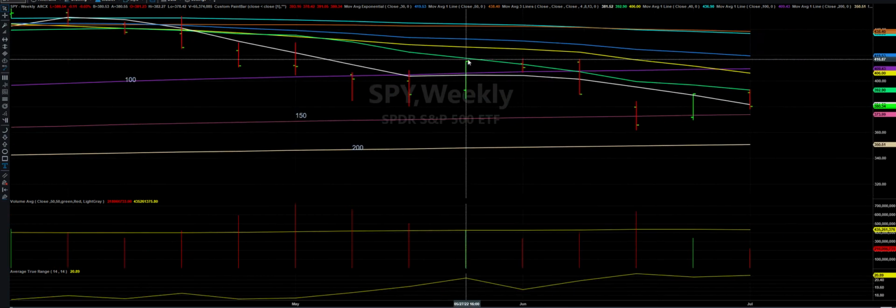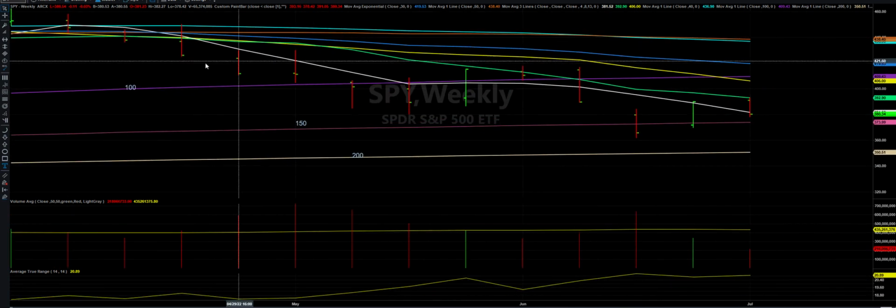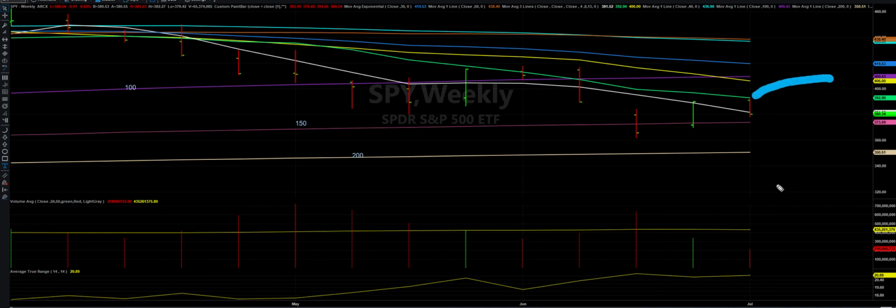How many times do y'all have to hear me say almost to the penny? You see this thing is right at the 8-week moving average. The high got rejected. The high of this weekly bar is dead smack, almost to the penny, on the 8-week moving average. Today we closed below the 4-week moving average, this white line. We only have 2 more days of trading for this week, and then this weekly bar will be complete.